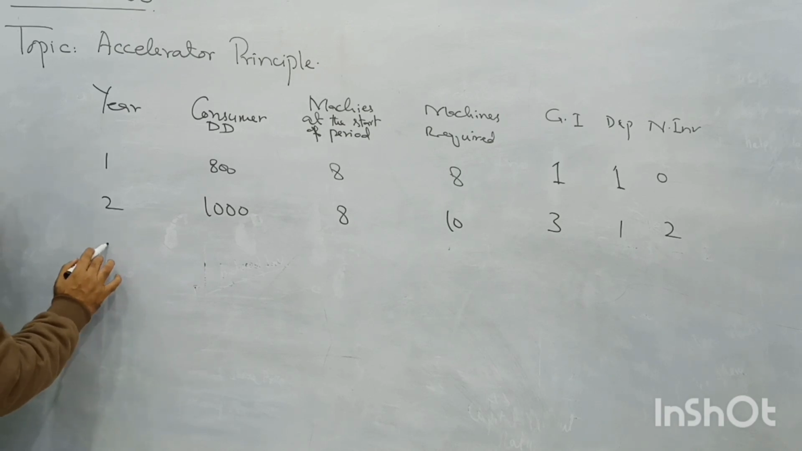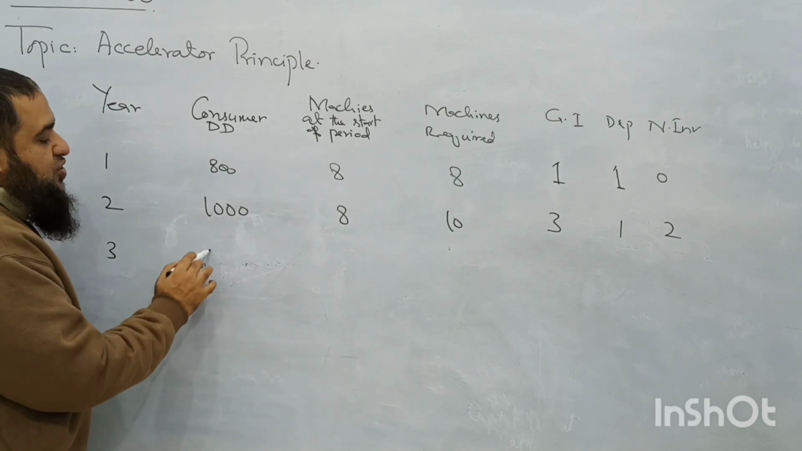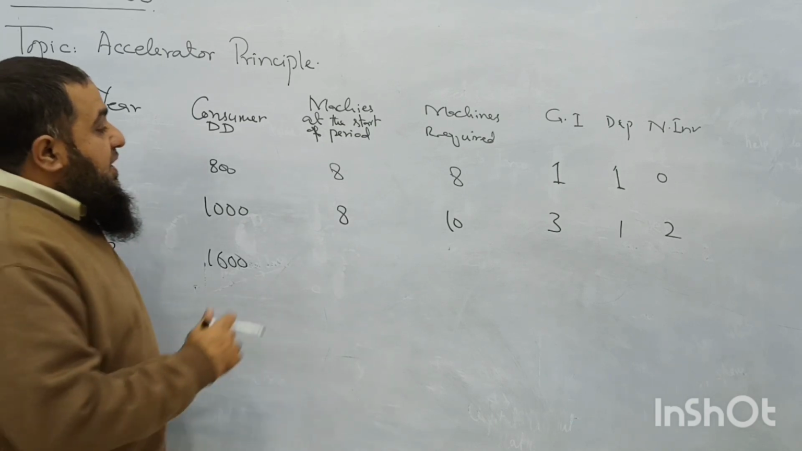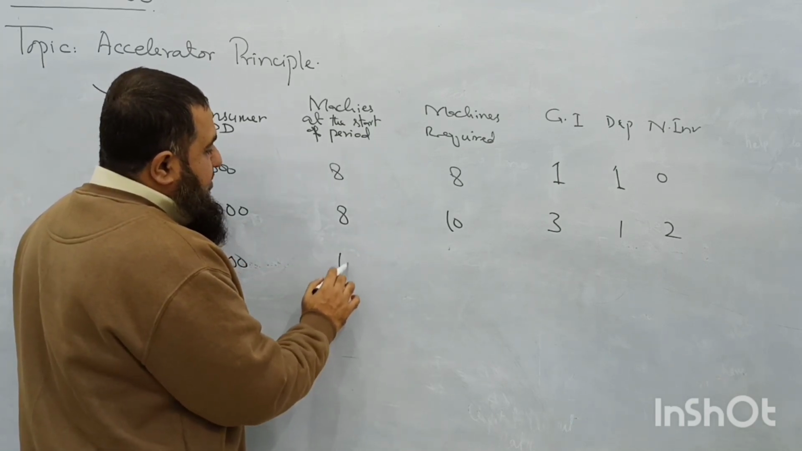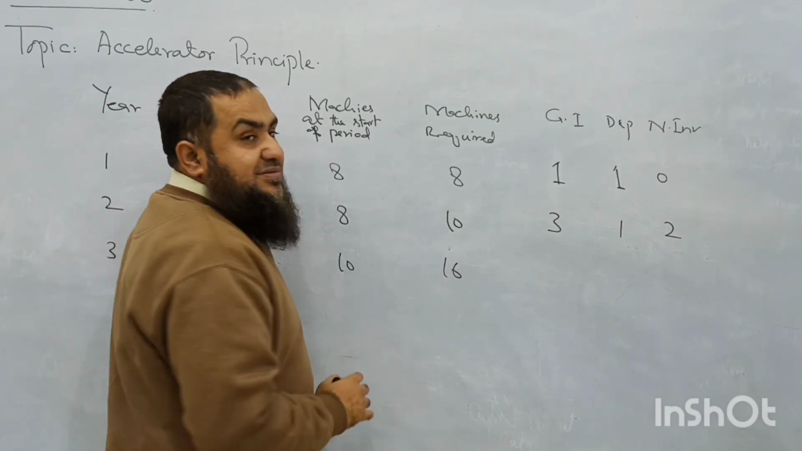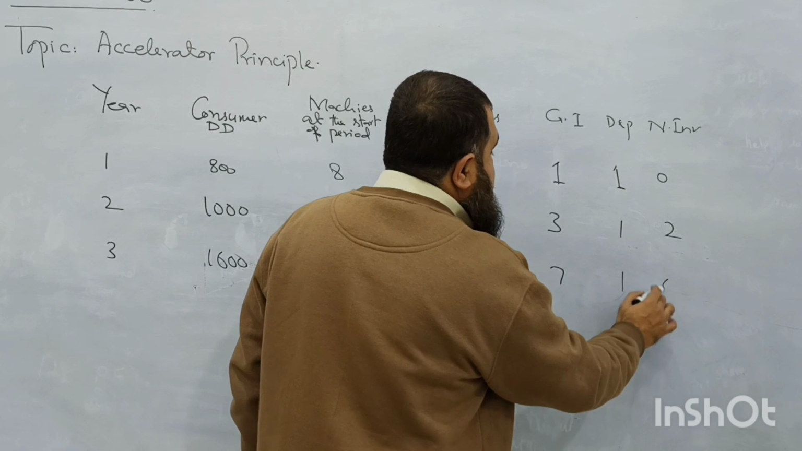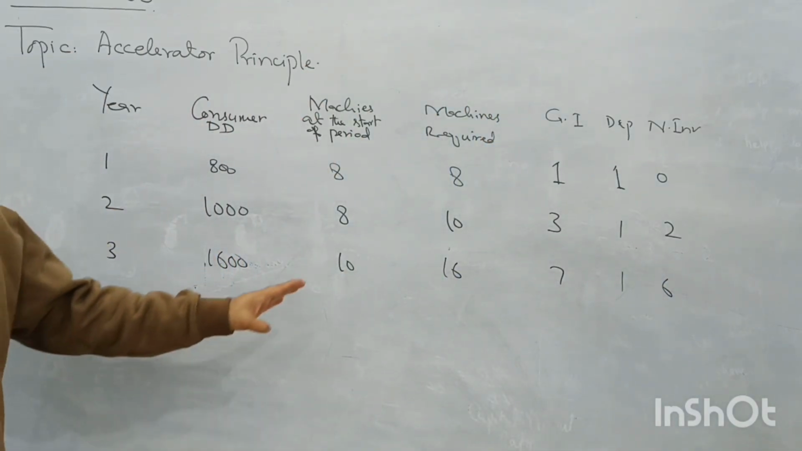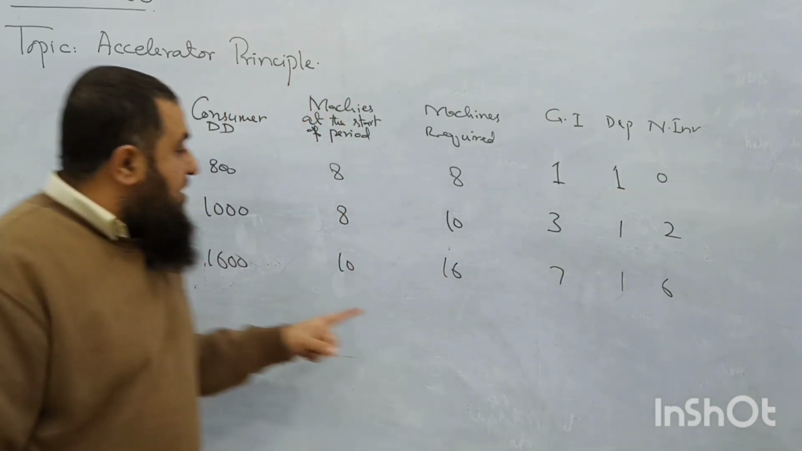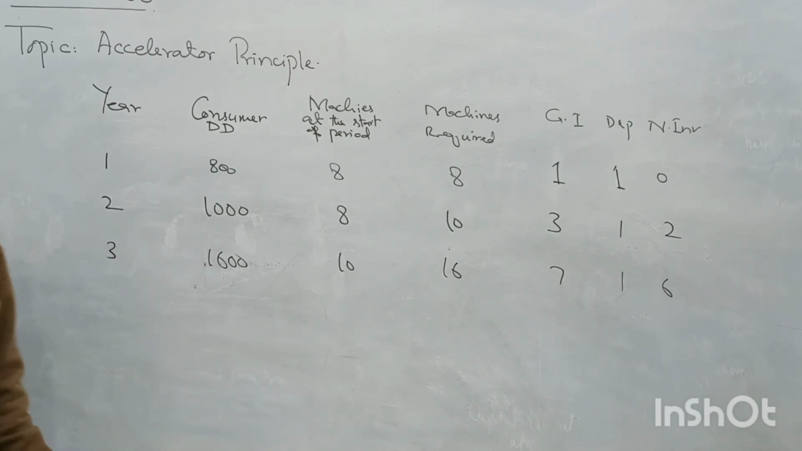Now come to the third year. In the third year, consumer demand goes to 1600. Now we have 10 machines at the start. How many are required? 16. 1 is depreciating, so we have 7. So 6 machines are added to the economy. You see over here net investment is increasing due to increasing consumer demand. It shows that the accelerator is working.